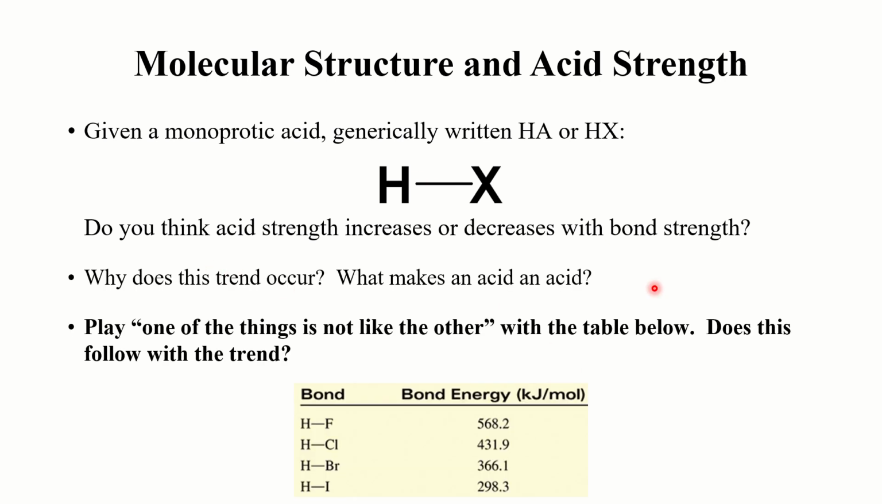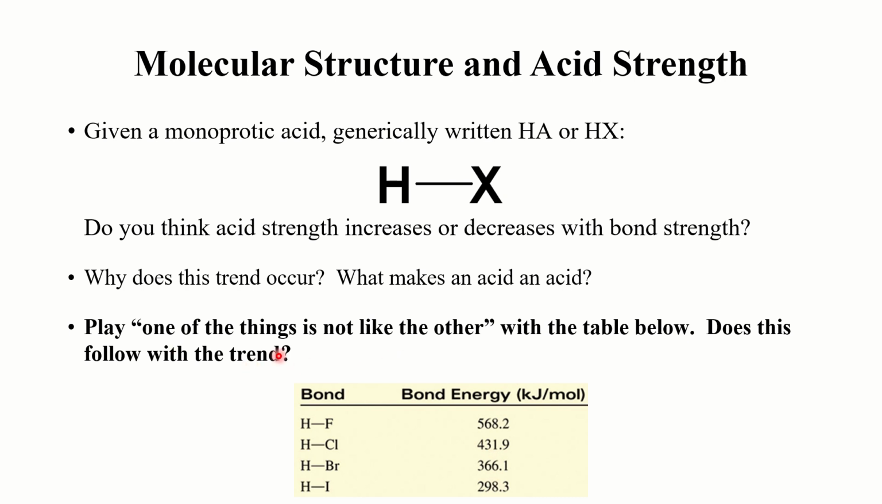So why does this trend occur? What makes an acid an acid? Again, it's that H+ being given off. So if you look at these 4 acids down below, these are 4 binary acids. These are the halogen acids, so HF, HCl, HBr, and HI. Notice that the bond energy is decreasing going down the table from HF to HCl to HBr to HI.